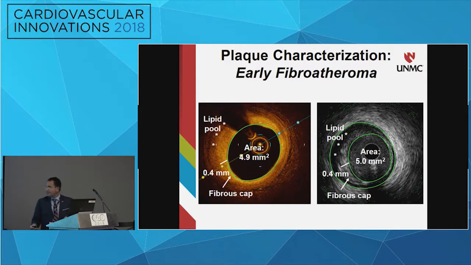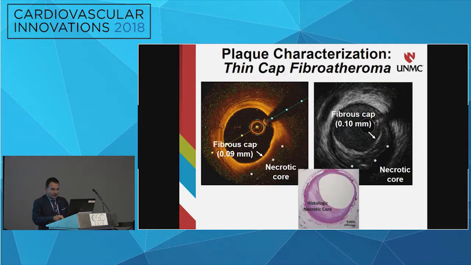This is an early fibroatheroma. You can appreciate the lumen area at 4.9 in this particular case. Those are all from our own repository of clinical cases. You see the fibrous cap, a high backscatter structure overlying the lipid pool, which has a low backscatter, low signal, and the fibrous cap measuring 400 microns. So coming to the high definition IVUS, pretty comparable lumen area, you can very nicely see, similarly sized, the echo-bright fibrous cap overlying the lipid pool, which is echolucent. It's rich in lipids and it's echolucent on the IVUS imaging.